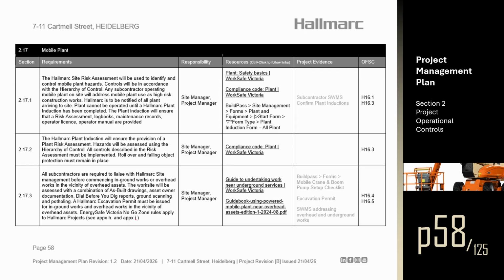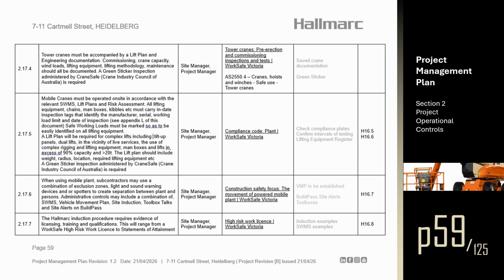Section 2.17.3. All subcontractors are required to liaise with Hallmarc site management before commencing in-ground works or overhead works in the vicinity of overhead assets. The worksite will be assessed with a combination of as-built drawings, asset owner documentation, dial-before-you-dig reports, ground scanning and potholing. A Hallmarc excavation permit must be issued for in-ground works and overhead works in the vicinity of overhead assets. Energy Safe Victoria No-Go Zone rules apply to Hallmarc projects. See Appendix H and Appendix I.